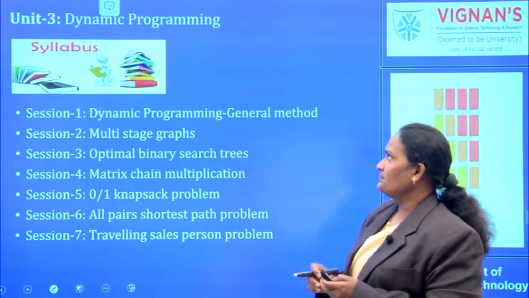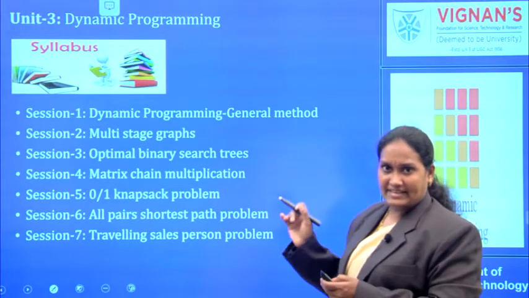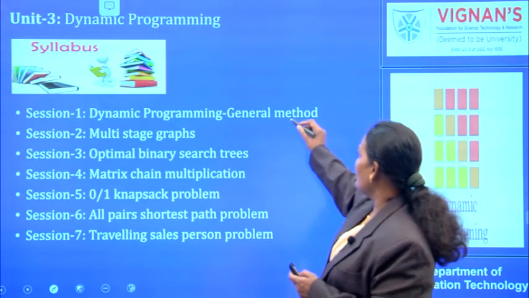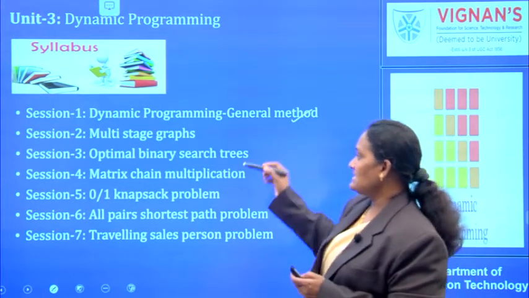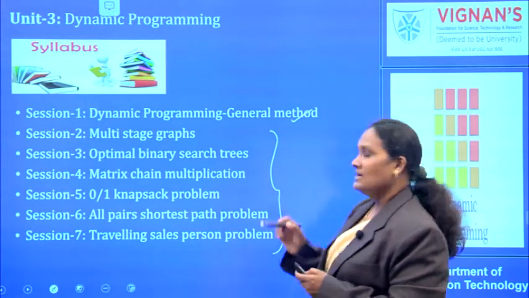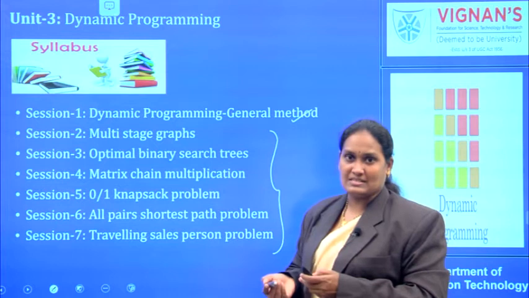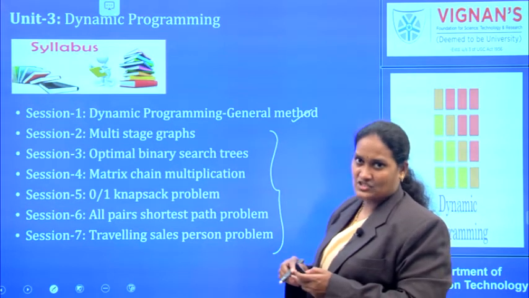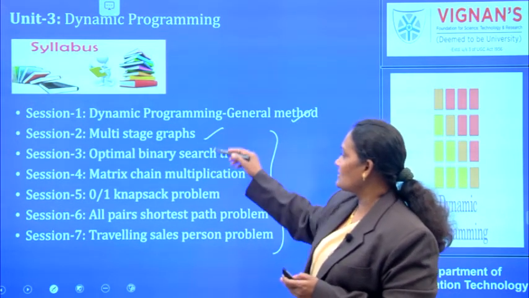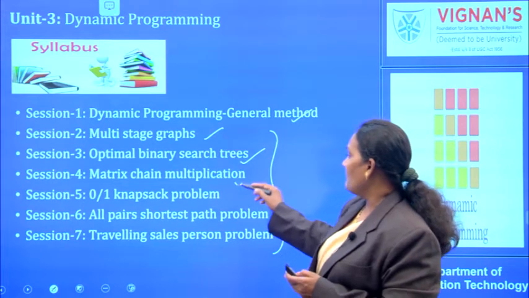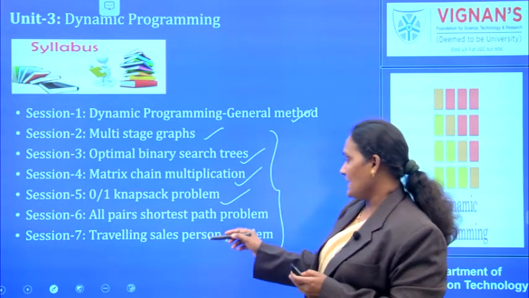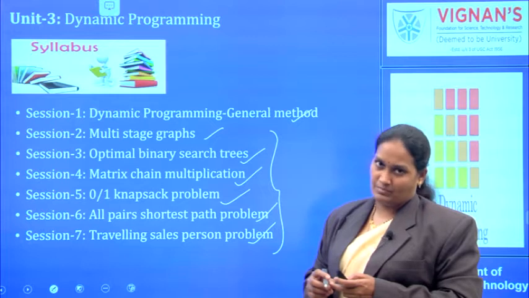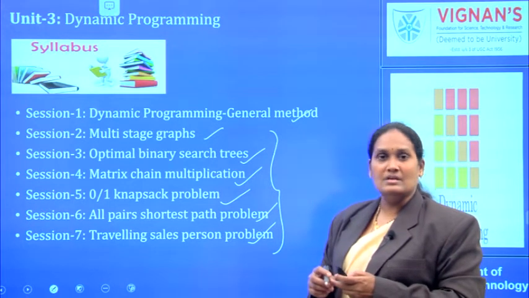Coming to the syllabus, this unit is divided into 7 sessions. In the first session, we are going to learn about the general method of dynamic programming. From the second session to the 7th session, we are going to solve various applications which can be solved by using our dynamic programming strategy. Those applications are multi-stage graphs, optimal binary search trees, matrix chain multiplication, 0/1 knapsack problem, all pairs shortest path problem, and traveling salesperson problem. All these applications we are going to solve.